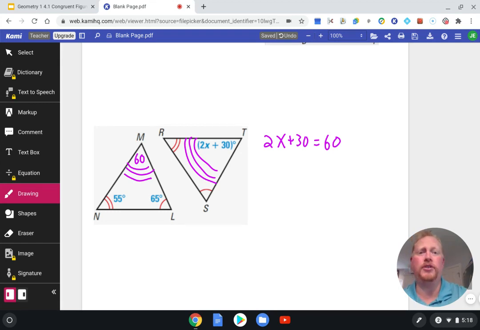And then I can use that equation to solve for x. Subtract the 30, divide by 2, and there we go. X equals 15.